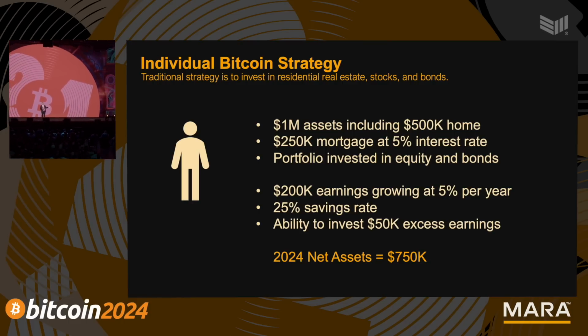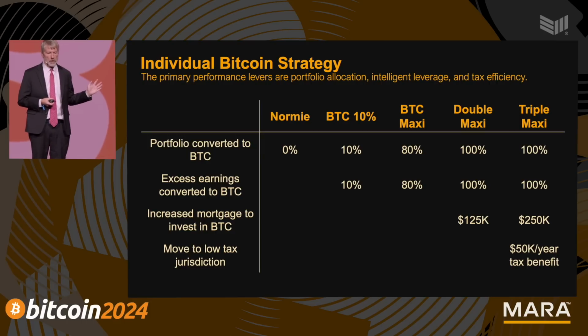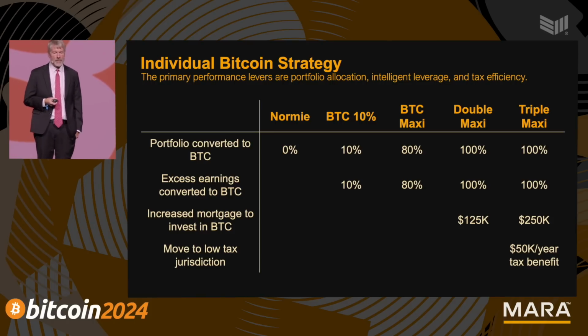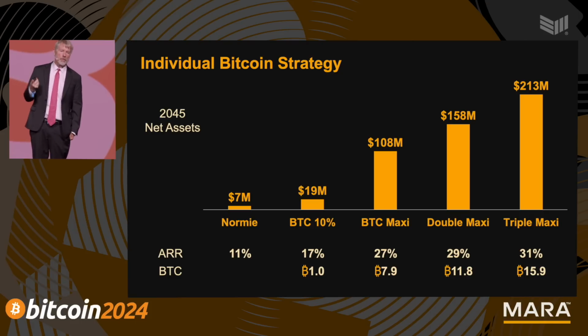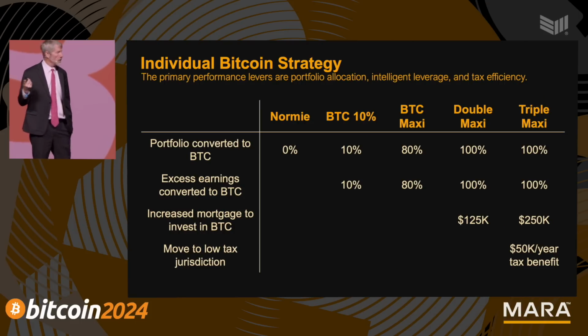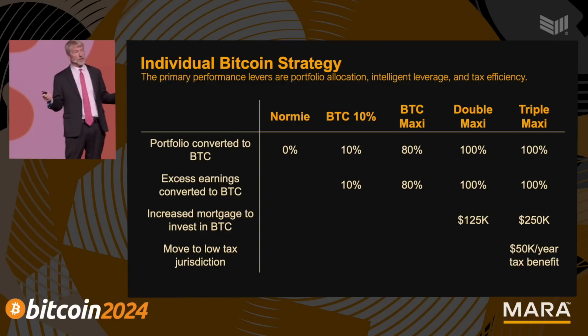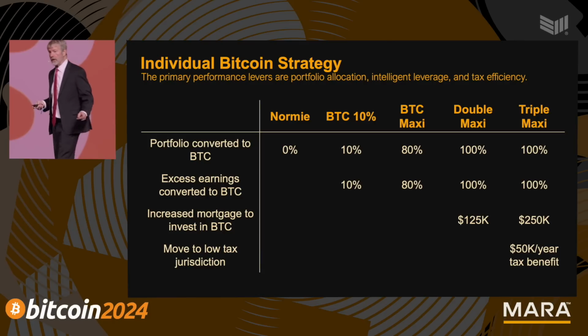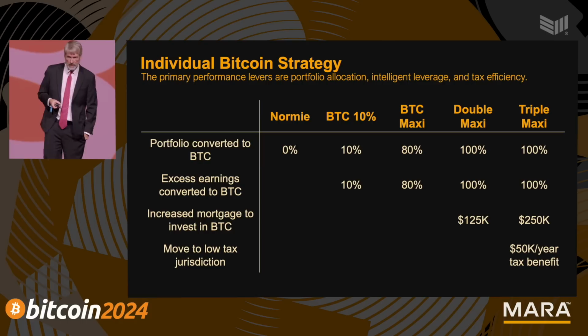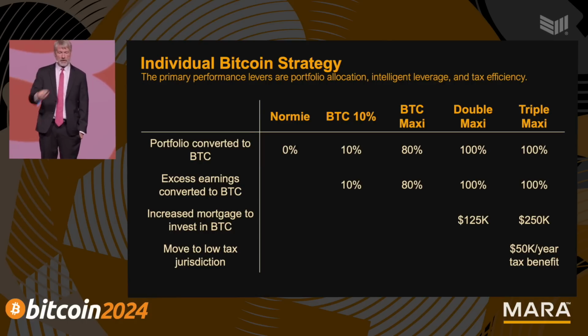You could be the normie and do a normal strategy, diversified portfolio. You can be a 10%er, and you can put 10% of your assets into Bitcoin. You can be a BTC Maxi and put 80% of your assets and put 80% of your earnings into Bitcoin. You could be a double Maxi, and that's when you basically take an extra $250,000 loan against the house. And then the triple Maxi is you finance the house for Bitcoin, you buy Bitcoin, you flip all your assets to Bitcoin, and then you move to a cheap tax jurisdiction where you actually can avoid some taxes and invest an extra $50,000 in Bitcoin, maybe a Singapore or UAE or something.